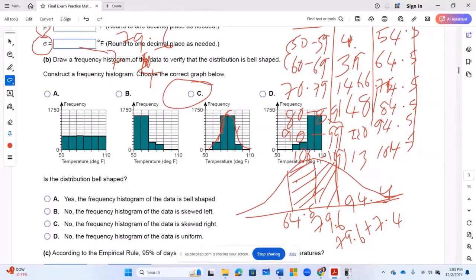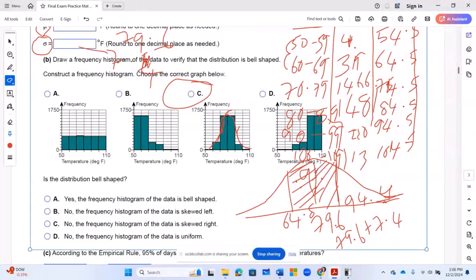So according to the empirical rule, 95% of the data lie between 64.8 and 94.4. According to the empirical rule, 95% of the data lie between 2 standard deviations below the mean and 2 standard deviations above the mean.